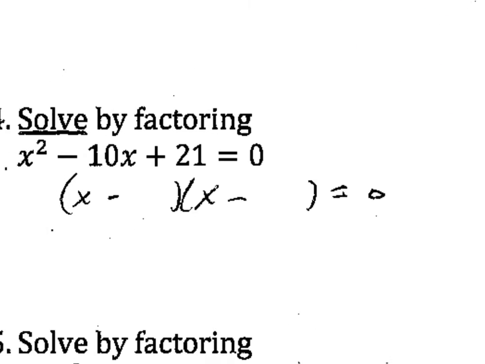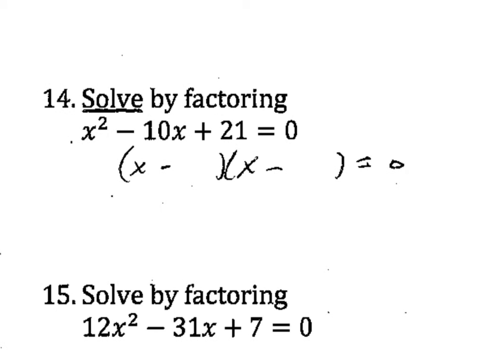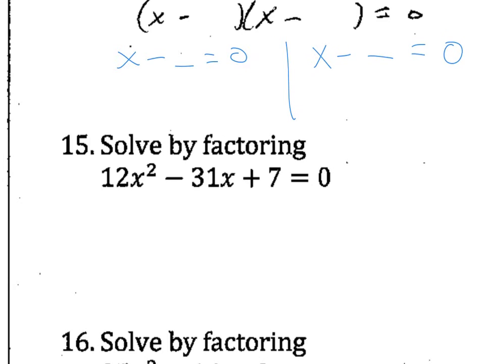Let's zoom in and talk about 14. You're going to factor again, but they want you to solve, so you've got to set it equal to 0. So once you get these filled in, then you set each problem equal to 0. So it's going to be x minus blank equals 0 and x minus blank equals 0. And then you solve each problem separately, and you're going to have two answers. Same way for number 15.